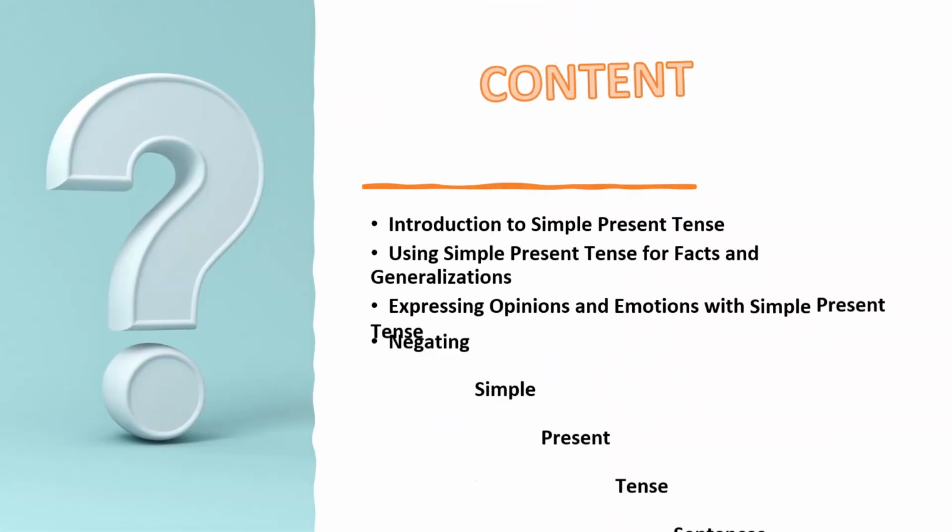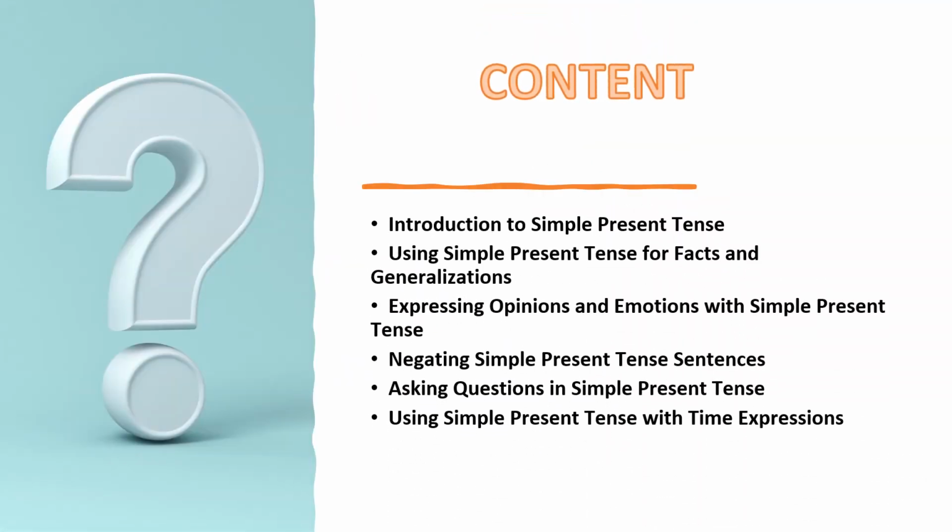Good day class. Today, we will be discussing one of the most important tenses in the English language, the simple present tense. This tense is used to describe actions that are currently happening or habits that occur regularly. It can also be used to state facts and generalizations, express opinions and emotions, and describe how often an action occurs using time expressions. When using the simple present tense, the verb remains in its base form for all subjects except for third-person singular, which adds an s or es to the end of the verb.